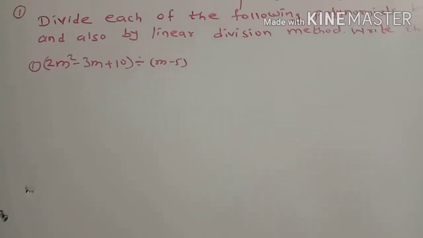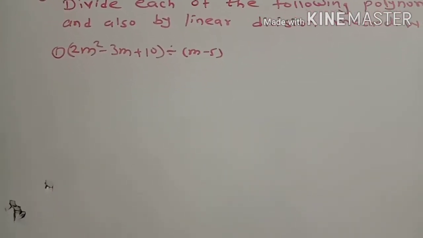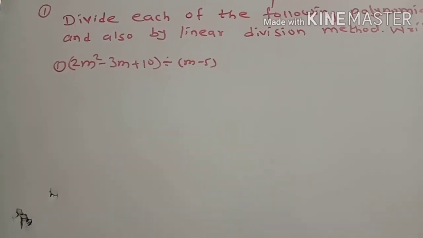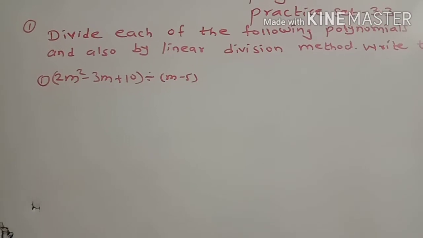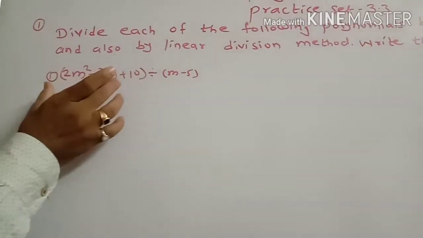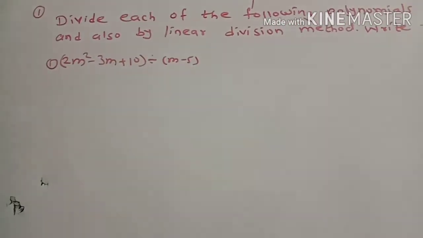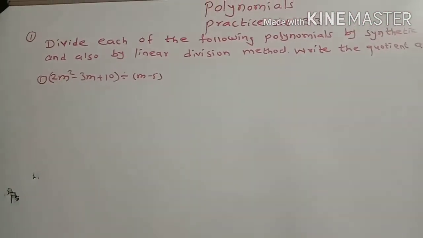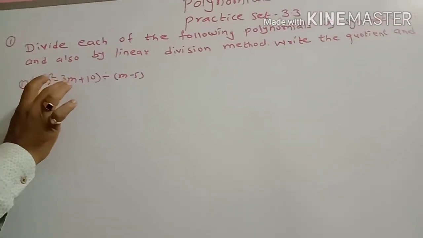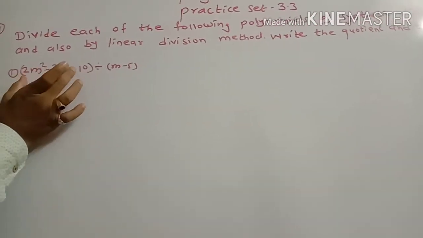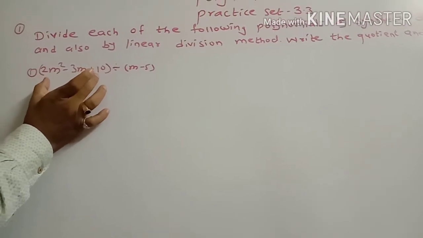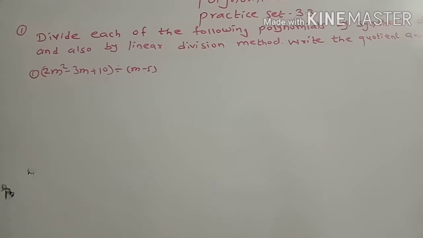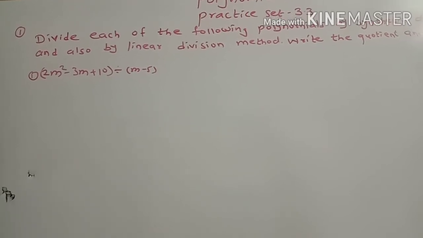Now, firstly, we solve this example by the synthetic division method. In this method, firstly we see whether the given polynomial, that is the dividend, is in standard form or not. The first example is 2m square minus 3m plus 10. This dividend is in standard form, therefore we can take it directly. Now, how do we solve this example by the synthetic division method?